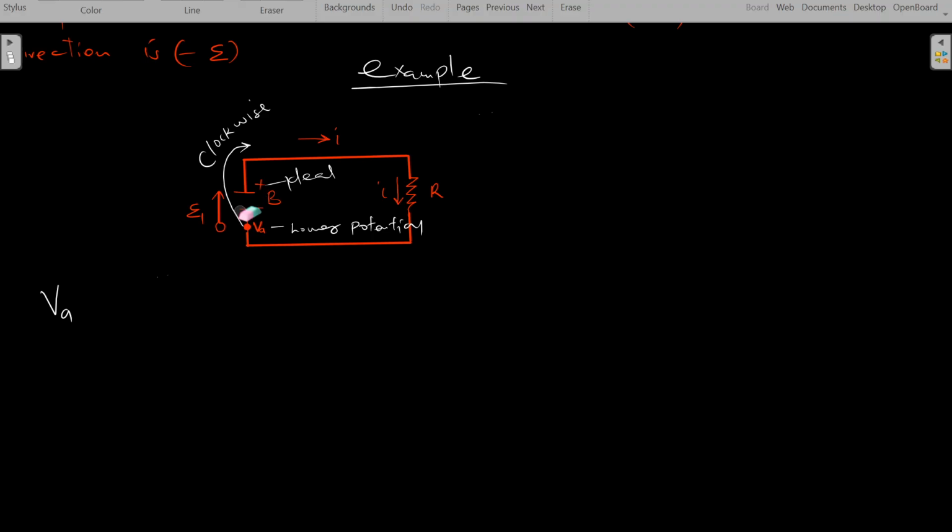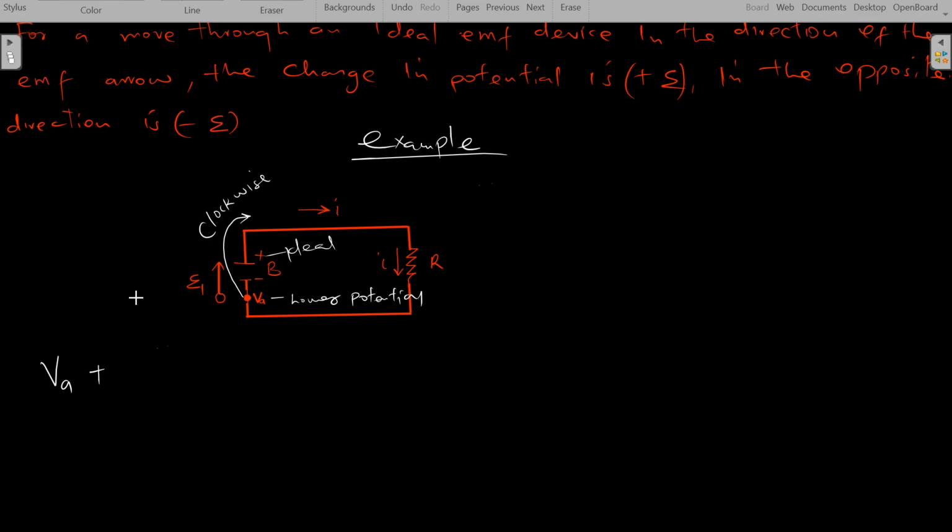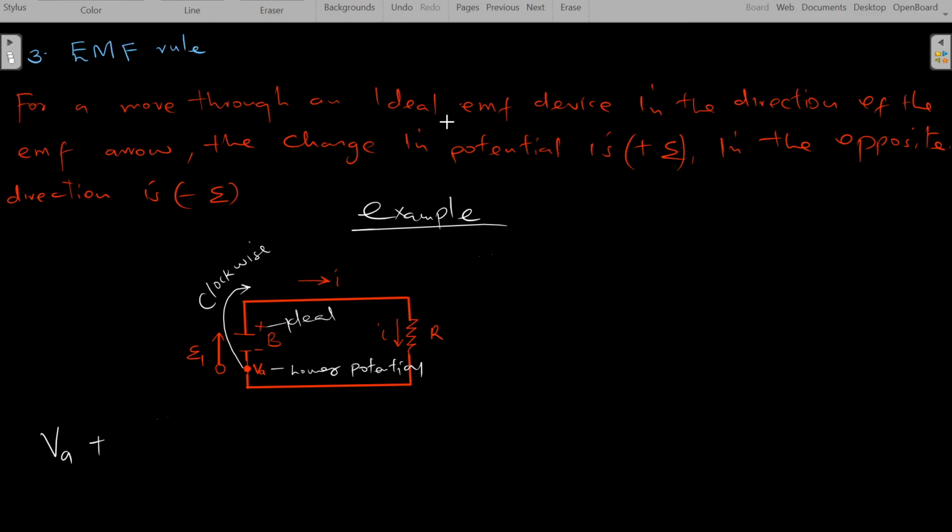So it means the potential at B negative should equal the potential across the terminals are equal. Okay, so if we move from VA, using the EMF rule, for a move through an ideal EMF device, which is our case, the battery, in the direction of the EMF arrow. The direction of the EMF arrow is in the positive upward direction. The current also is moving from the positive terminal up. So the current again is moving in that direction.